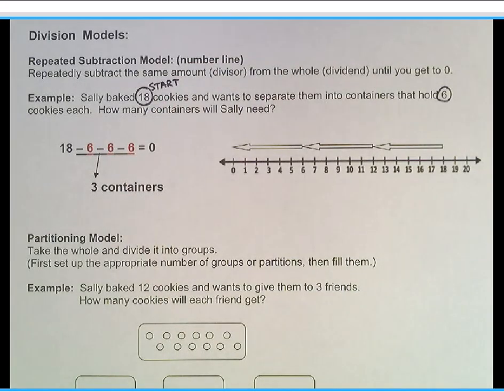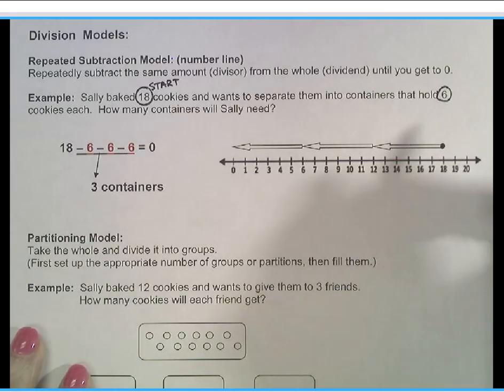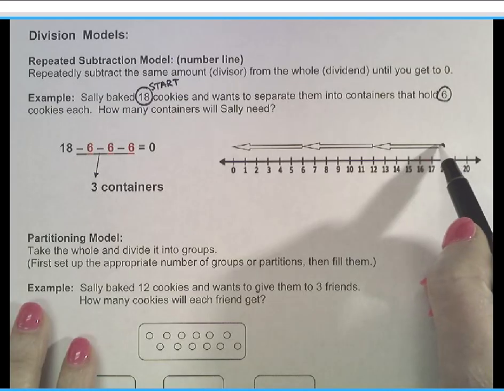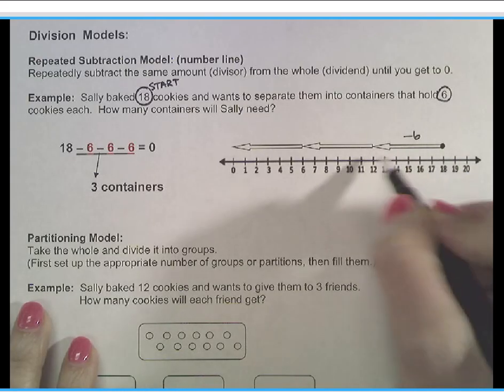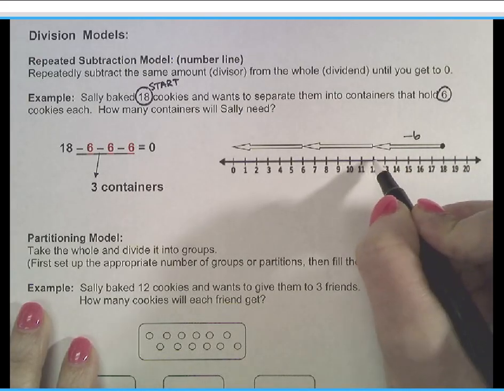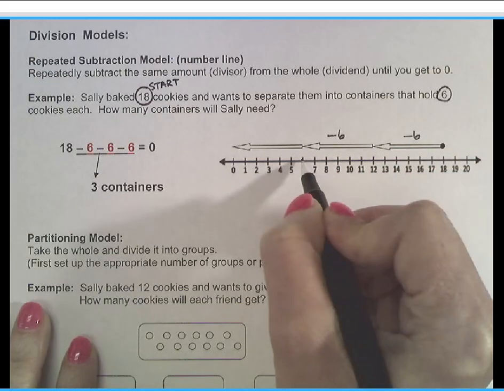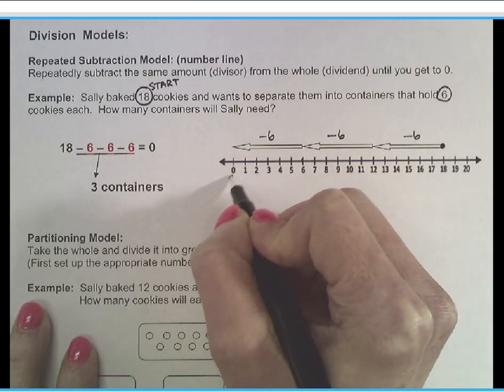So we would start with 18. We'd start down here at 18. And what she would do is she would take 6 cookies and put them into one container. So you go down 6 until you get to 12. Then she'd have 12 cookies left, and then she would put 6 more in a container. Now she's down to 6 cookies. She's going to subtract 6 more, and you'll notice that you end up here at 0.